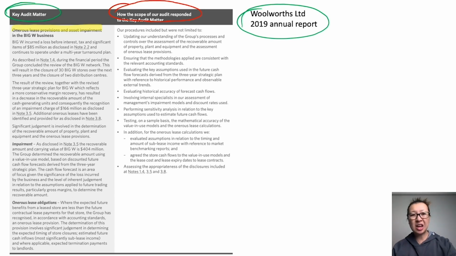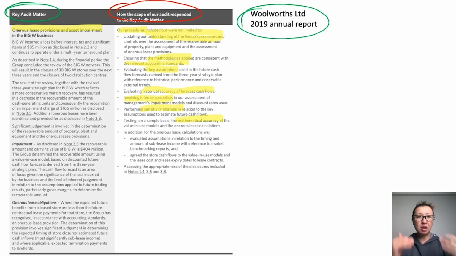All right. And then here, what they're doing in the procedures is that they're actually telling you the steps. We made sure we understood the processes. So it says here we're understanding the processes of the group. We looked at the methodologies and we looked at the accounting standards. We looked at the assumptions in these lease provisions and asset impairment tests. We went and we looked at historical accuracy of forecasting cash flows. We used internal specialists from the audit firm to make sure we were doing the right thing, using the right models. We even did sensitivity analysis to check that as other things changed, how did the model hold up? We looked at the mathematical accuracy, so they did recalculations.